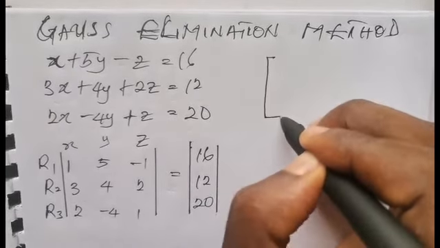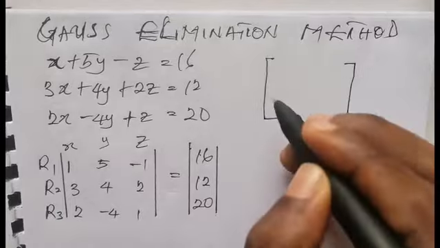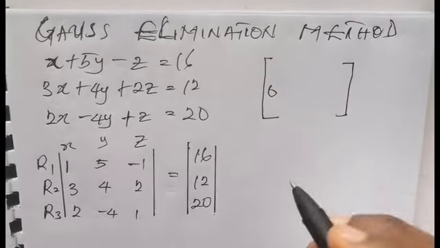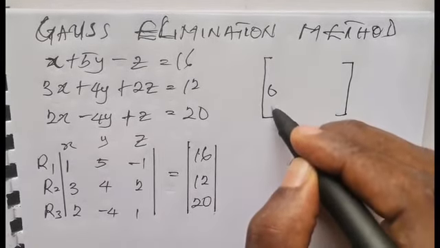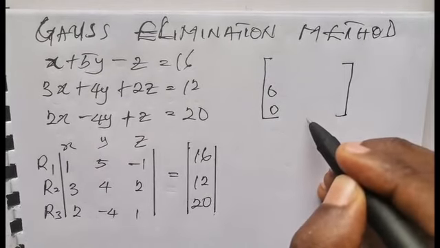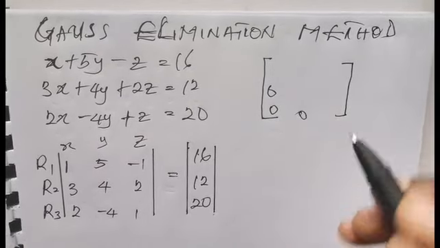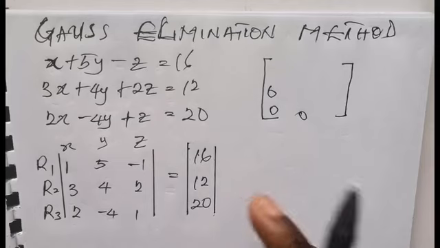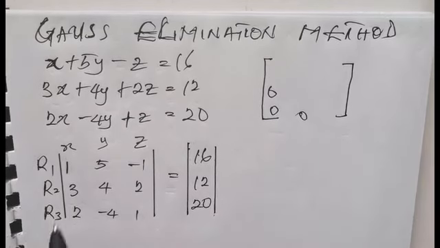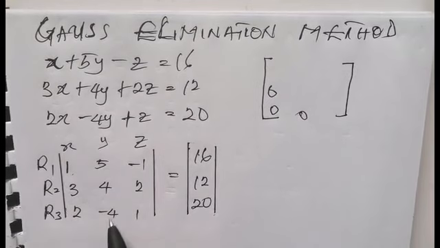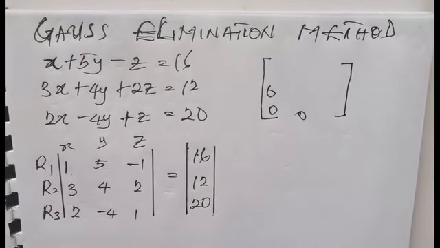Now, the idea behind the Gauss elimination method is to obtain a zero triangular matrix as this. So let's say this is our matrix. We need the first element in row 2 to be 0. We need the first element in row 3 to be 0. And we need the second element in row 3 to also be 0. So we need to achieve a zero triangular matrix as this, which means we need to make this element to be 0. We need to make this element to be 0. And we need to make this element to be 0 as well.